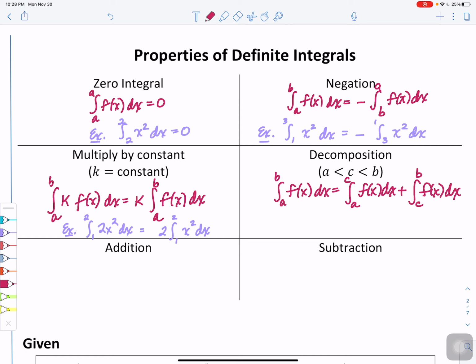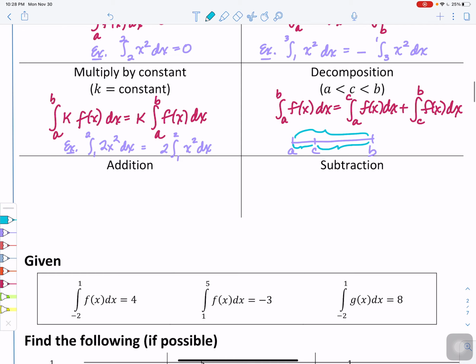So basically what they're saying is you have a number line, let's say a and b, and let's say c is here. If you want the entire integral, or the area under the curve from a to b, you can just take the integral from a to c and add it to the integral from c to b. It's very, very handy.